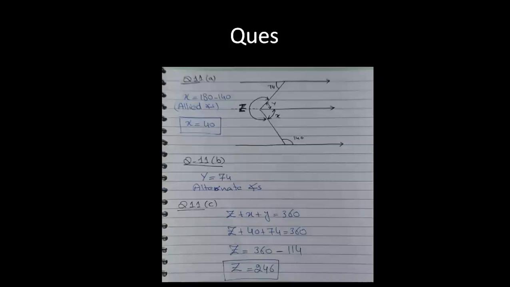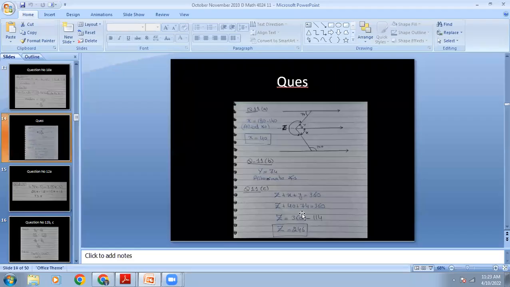On your screen, you can see x is equal to 180 minus 140 because they are allied angles. So x will be equal to 40. y is equal to 74 because they are alternate angles. So z plus x plus y equals 360. So z plus 40 plus 74 equals 360. So z is equal to 360 minus 114, and z will be 246.